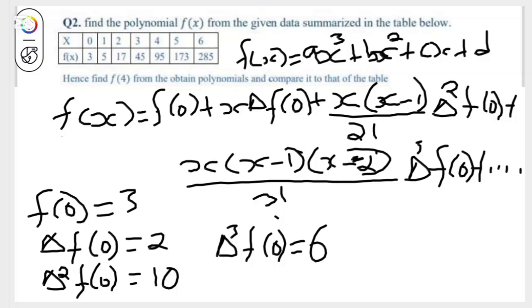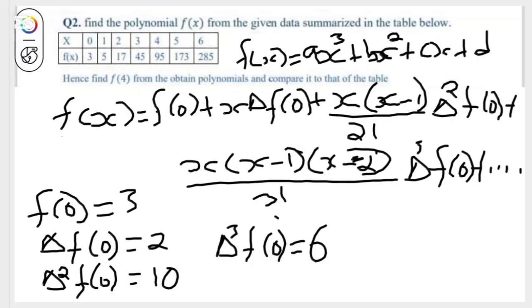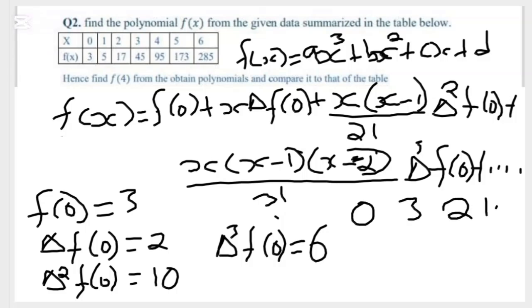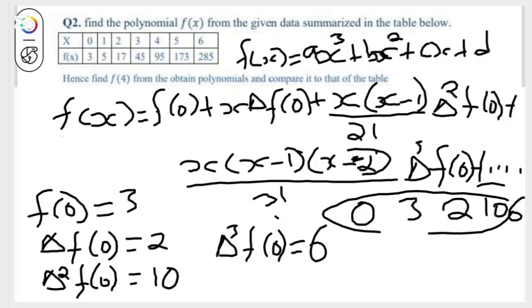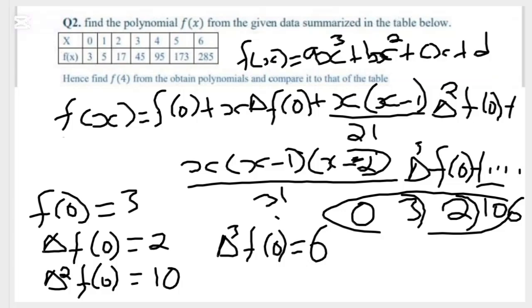If you could recall, the values that we are putting here are from the table that I drew. We have numbers in a straight line. We have 0, we have 3, we have 2, we have 10, and we have 6. So those are the numbers that we insert. We insert 3, we insert 2, we insert 10, and we insert 6. So you have to take note of that.